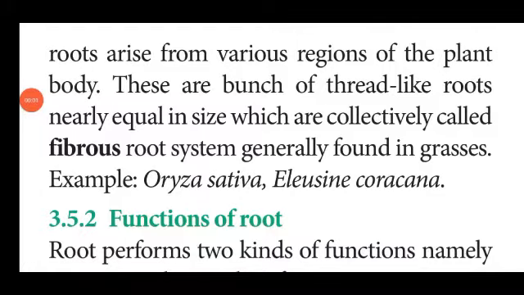In other words, the primary root is short-lived, then it is replaced by many lateral roots that arise from various regions of the plant body. These roots are a bunch of thread-like roots, nearly equal in size, which are collectively called a fibrous root system. They are generally found in grasses, for example Oryza sativa.